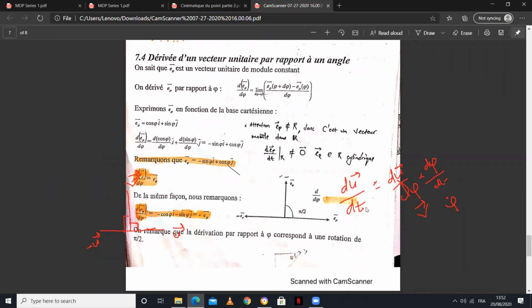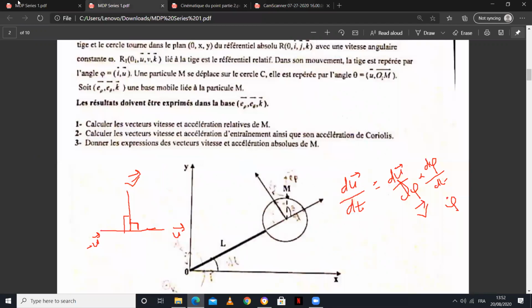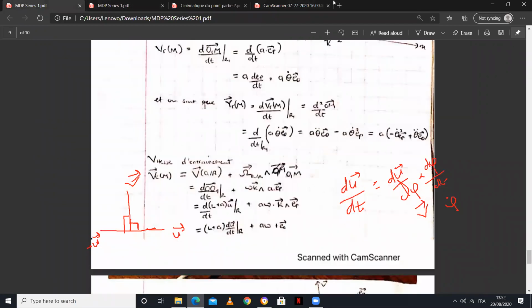So here where we have euro, there's U. Here we have e phi, there's V. With the angle still phi. Yeah, it's clear. Okay. So it's just application of the cours. This is why I'm emphasizing it.